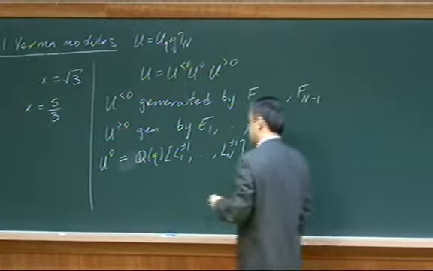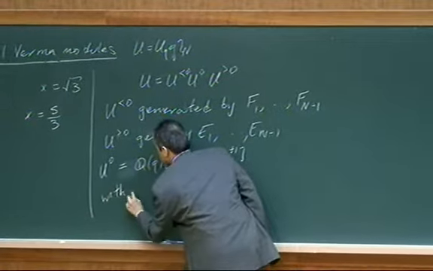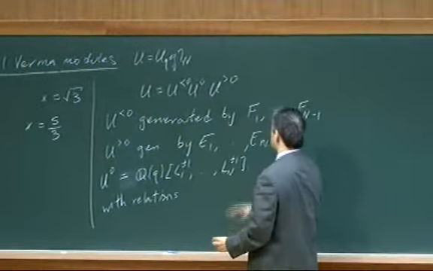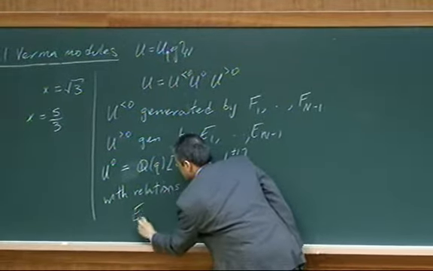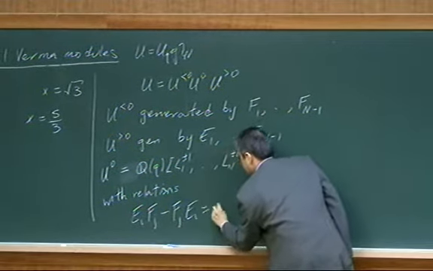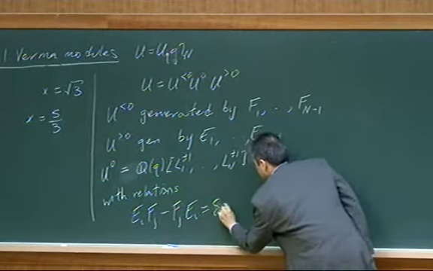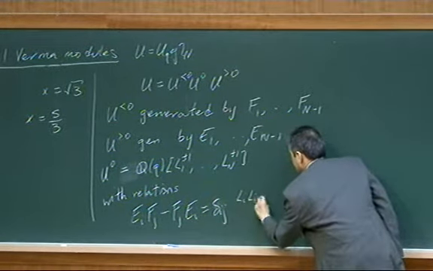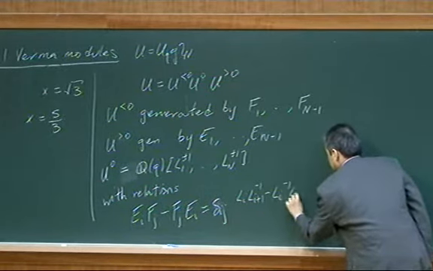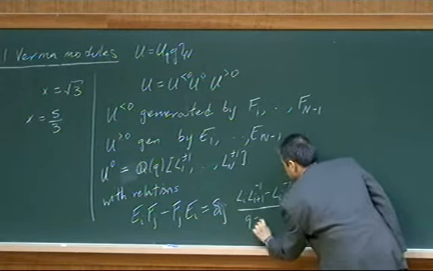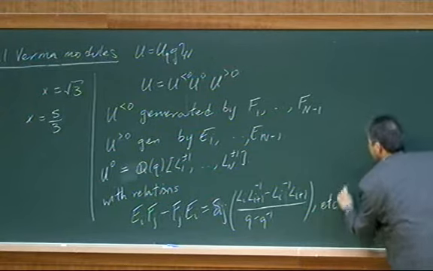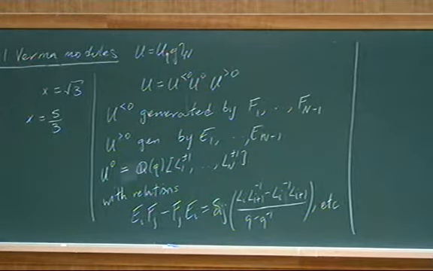And there are relations, which tell me how to move all the f's to the left and all the e's to the right. So for example, e_i f_j minus f_j e_i is delta_ij times (L_i L_{i+1}^{-1} minus L_i^{-1} L_{i+1}) over q minus q inverse, etc. So there are more relations. So that's the quantum group GL_n.